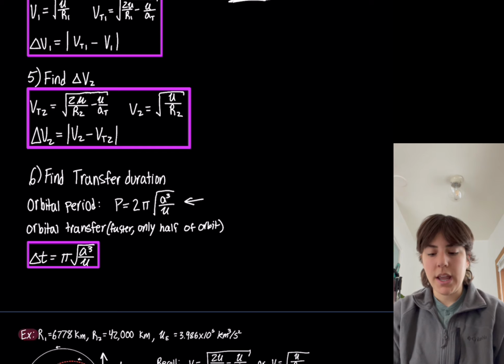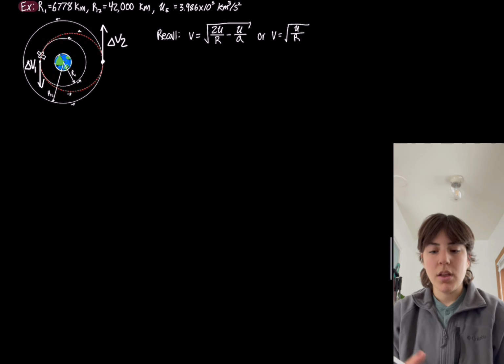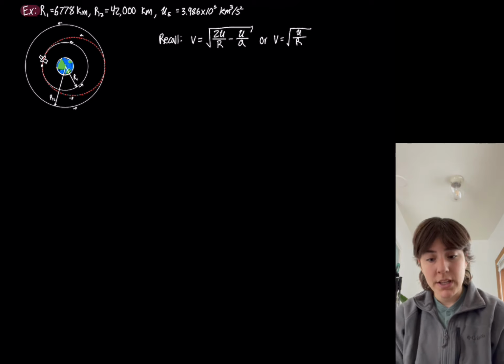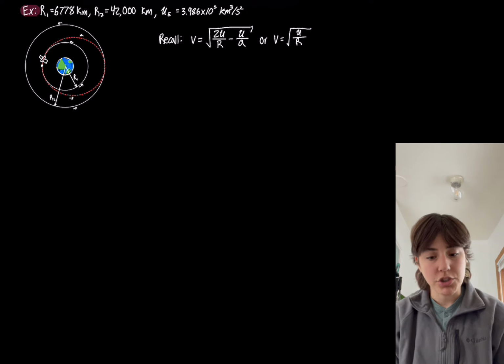Okay, let's do an example problem. So in this problem, they tell us the radius of orbit 1, the radius of orbit 2, and the specific gravitational parameter for Earth. So they didn't tell us which way the delta V's are pointing, but we can see that the satellite is in the smaller orbit. So we're going to be trying to get into the larger orbit.